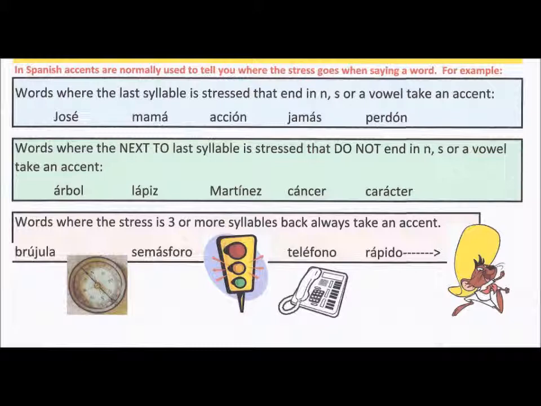José, mamá, acción, jamás, perdón. In green, árbol, lápiz, Martínez, cáncer, carácter. Bottom line, brújula, semáforo, teléfono, rápido.